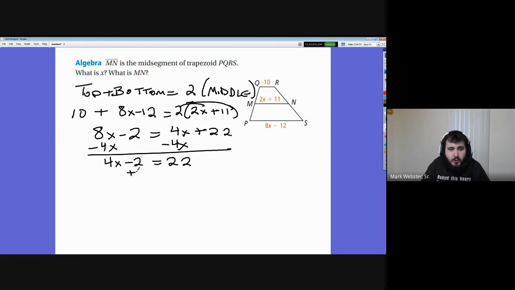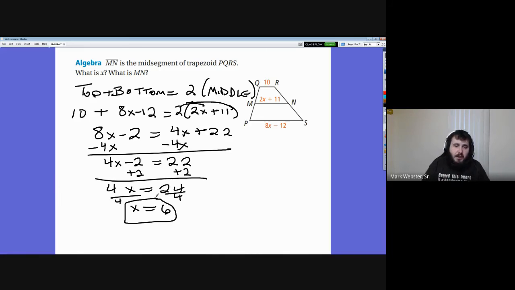Then add the 2 to both sides. Divide both sides by 4. 24 divided by 4 had better be 6. So we've taken care of this first part, what is x, and now we've got to find what is MN. Remember I said it helps to plug it in because sometimes that may help answer the question in the first place, but other times it's just enough to help prove to yourself that you did it right, yeah?